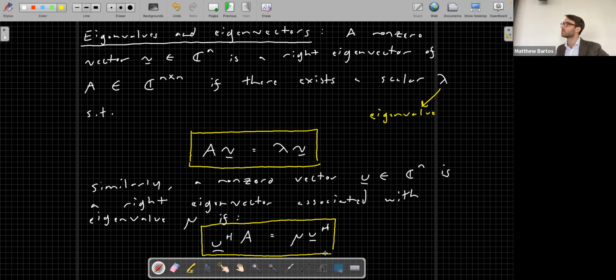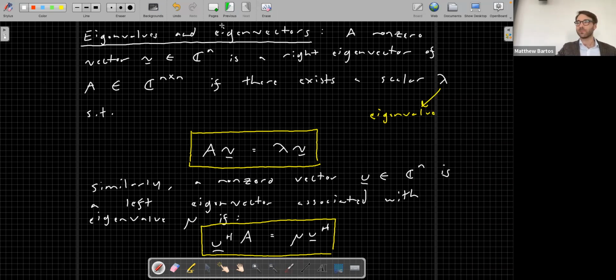Was there a question? This is left. The second one is left. Yes, sorry, that should be left. Right. And it's left because it's coming in from the left side here, whereas the right eigenvector is on the right side of A. So it's A times V, whereas the left eigenvector is U Hermitian transpose times A. Okay. Are there any questions?